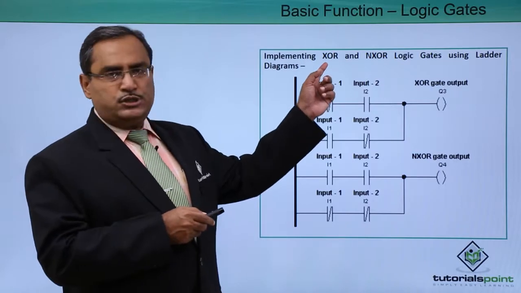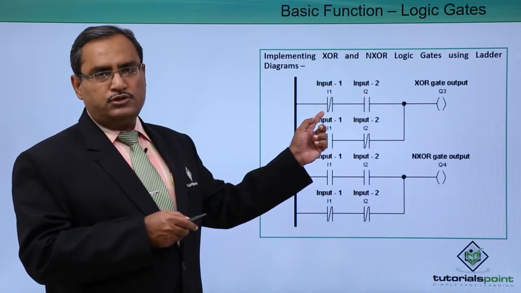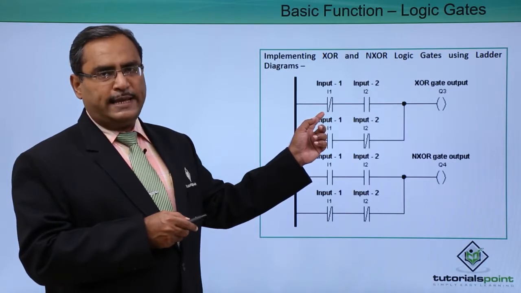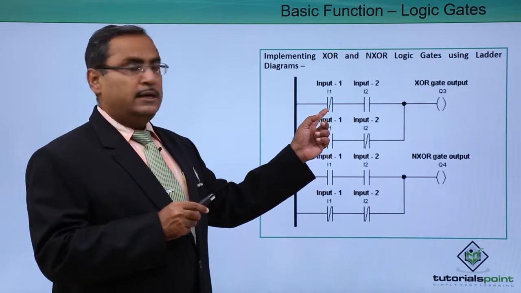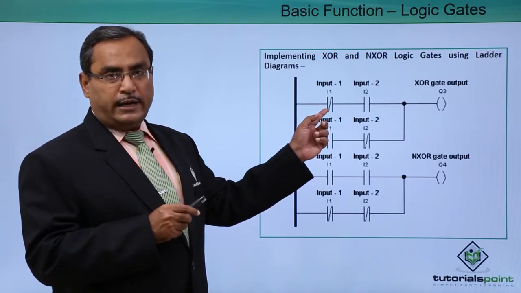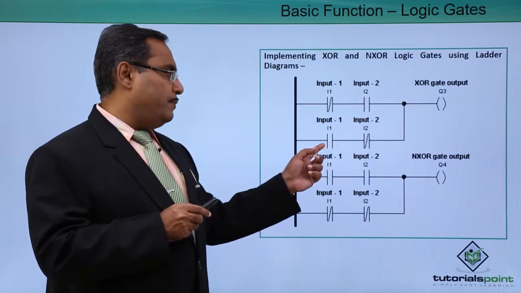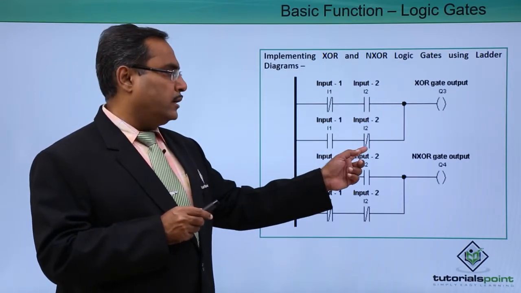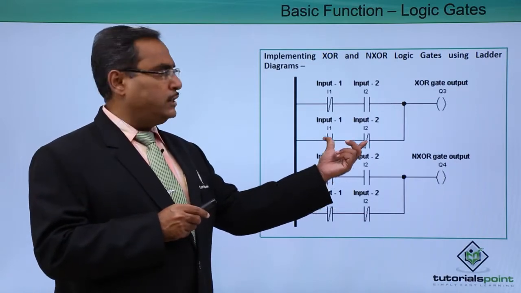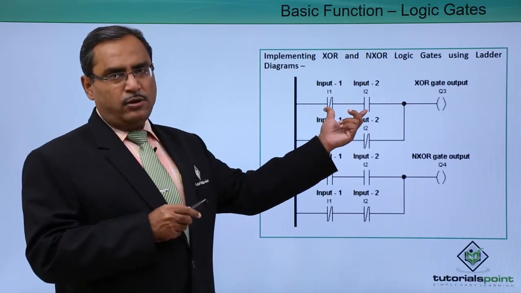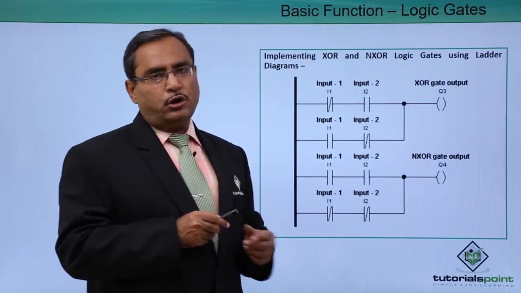Let us go for the remaining 2, that is XOR and XNOR. This is our XOR. We know that XOR logic is A bar B plus A B bar. So, that is the NC, the break contact of I1 and make contact of I2, make contact of I1 and break contact of I2. They are connected in series, so AND logic. They are connected in parallel, so OR logic, and that is the XOR output.